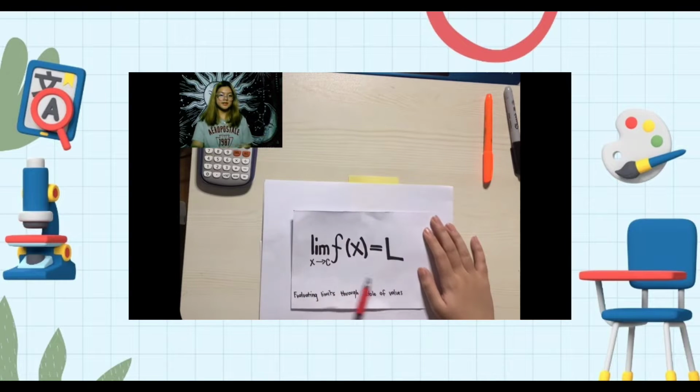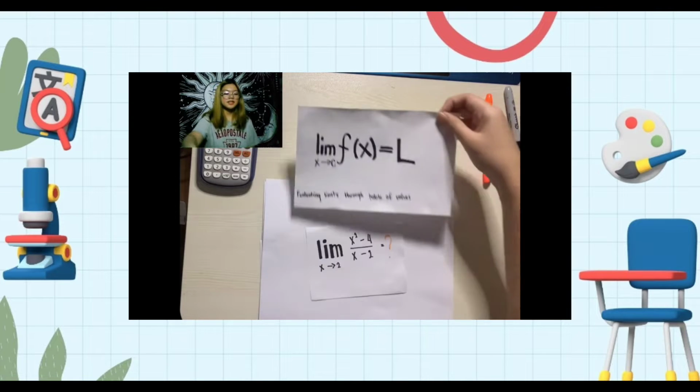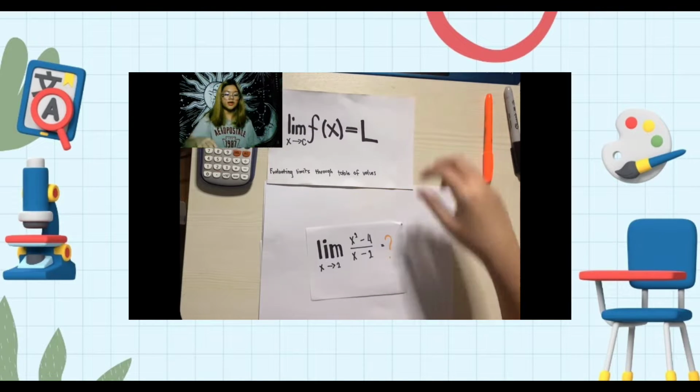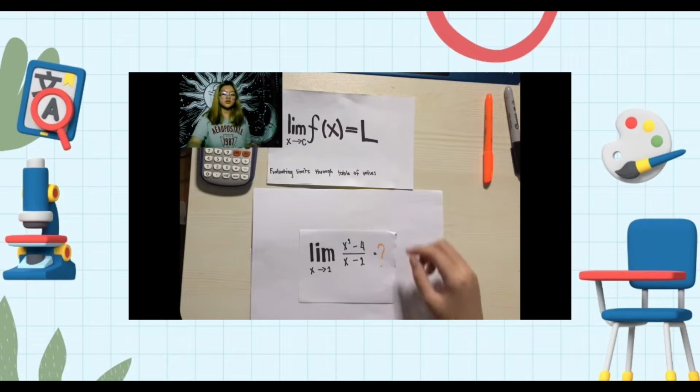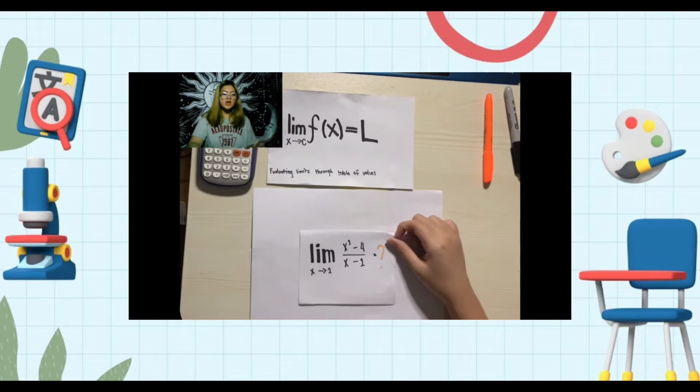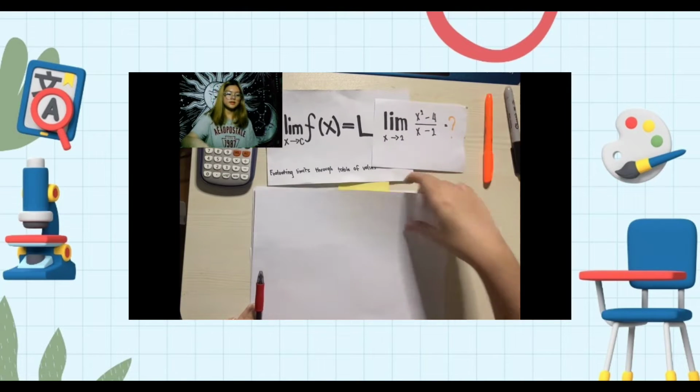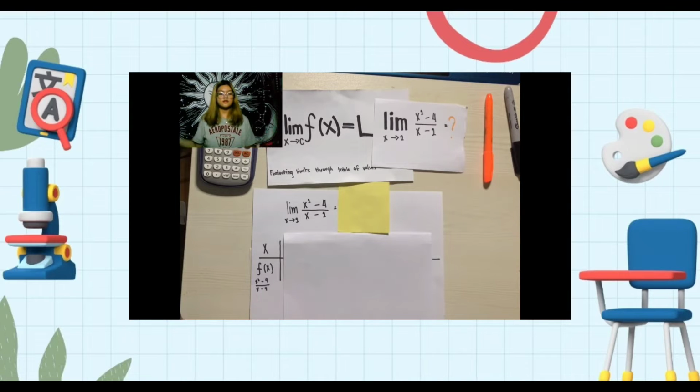To fully explain this symbol and for you to fully understand this, I prepared a problem that we can all solve together. Right here we have the limit of x squared minus 4 over x minus 2 as x approaches 2 is blank. To solve this, we will first evaluate limits of functions using table of values.